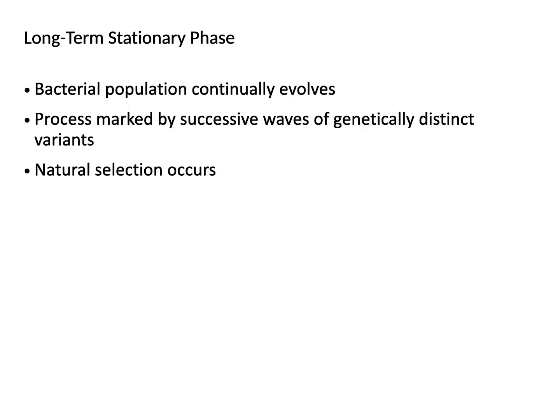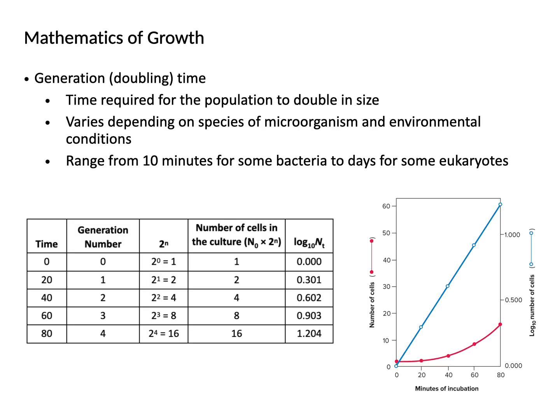And then with long-term stationary phase, this is where the bacterial population might have evolved. So there's some kind of natural selection where, again, mutations happen, and they may have some genetic ability to now metabolize one of the toxins. So they're able to survive.